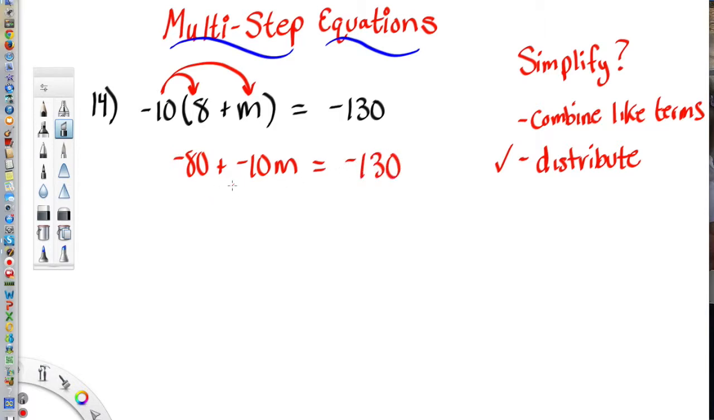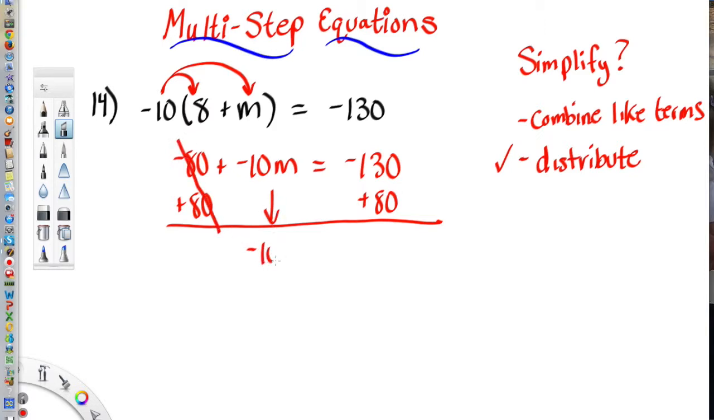Well, now I go through my checklist. Is there anything being added or subtracted? And the answer is yes. Okay, I'm adding a negative 80. How do I get rid of a negative 80? Well, I've got to add 80. And what I do to one side, I have to do to the other side. So I'm going to add 80 to that side. A negative 80 and a positive 80, they cancel each other out.